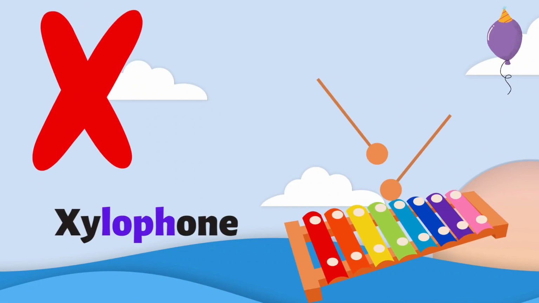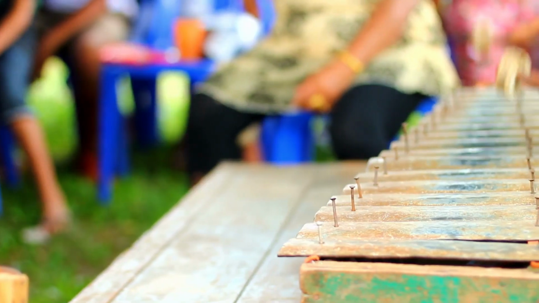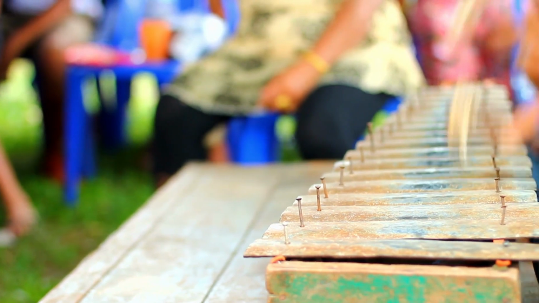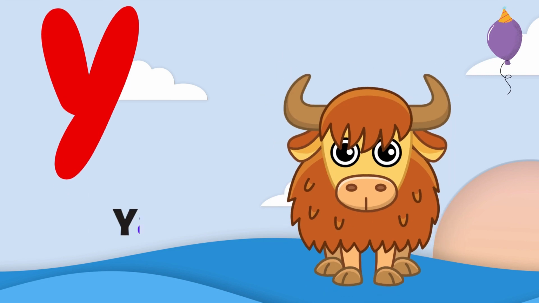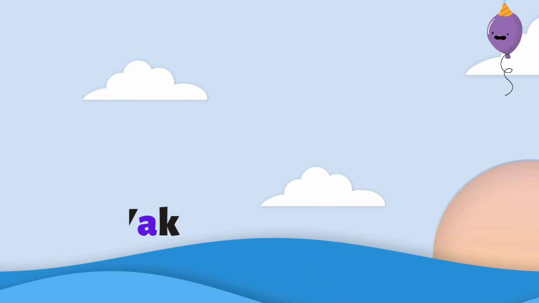X. X for xylophone. X-Y-L-O-P-H-O-N-E. Xylophone. Y. Y for yak. Y-A-K. Yak.